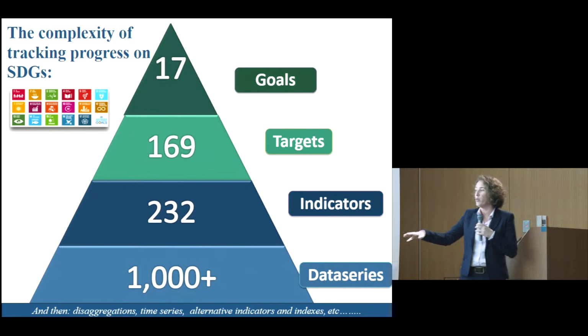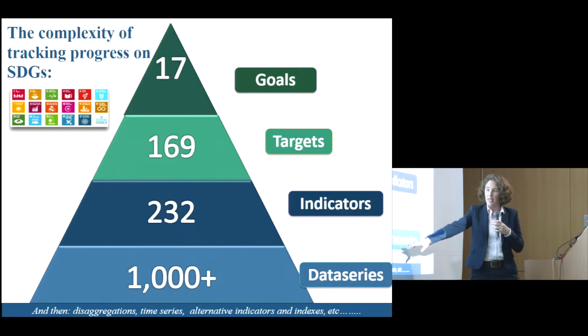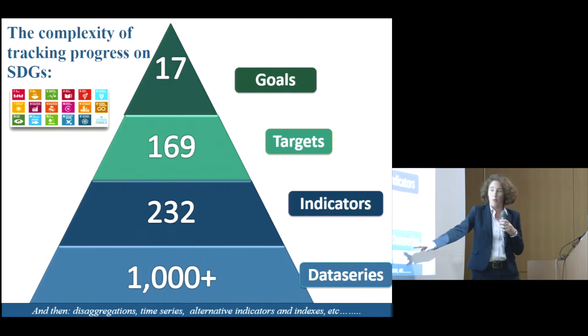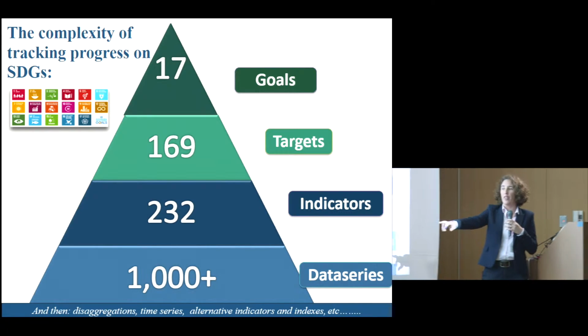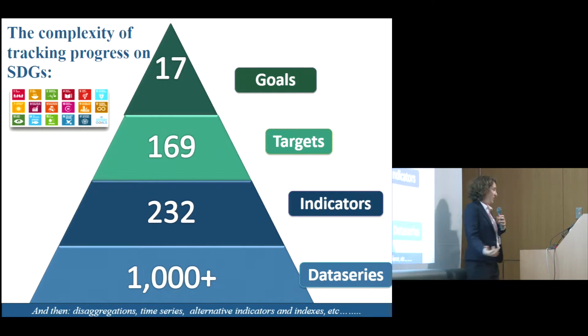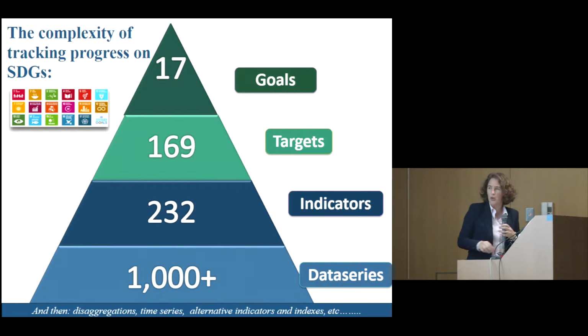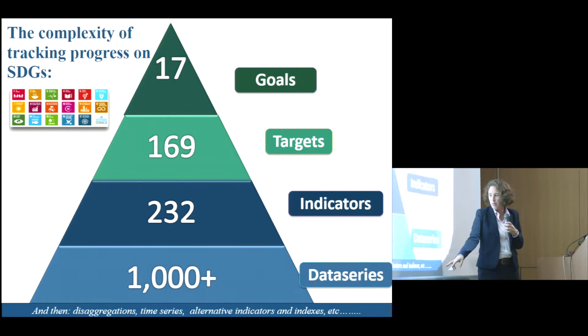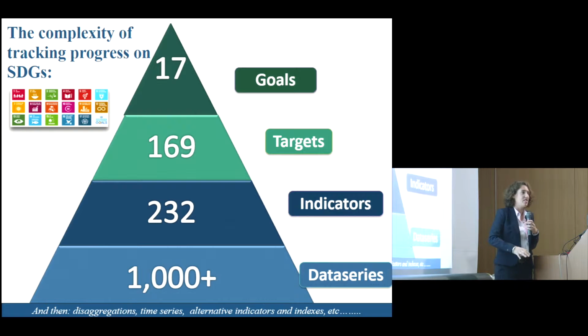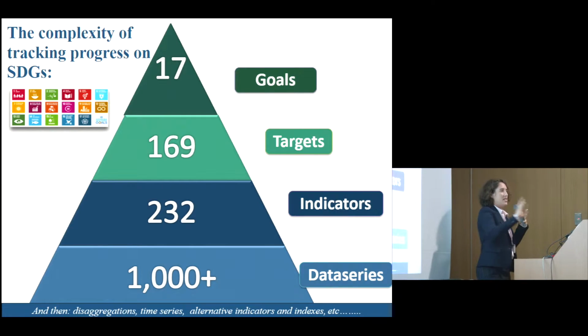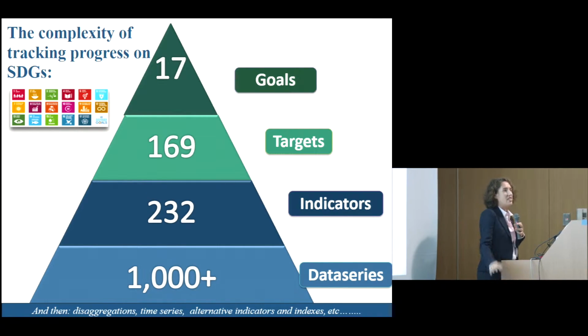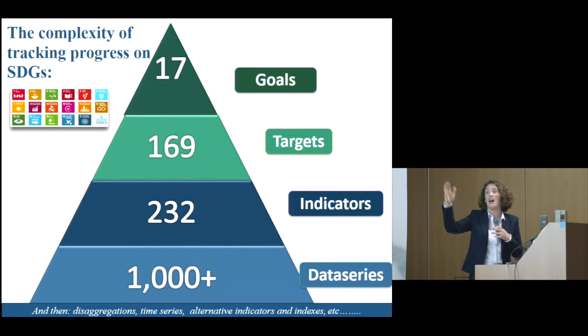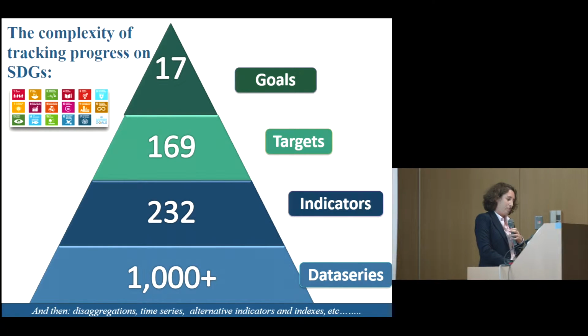And then in the UN Global Database on SDGs, which is available online, you'll find over 1,000 data series, which also include disaggregations, time series, alternative indicators, indexes, so it's a very messy and complicated data environment in which to understand how countries are doing.